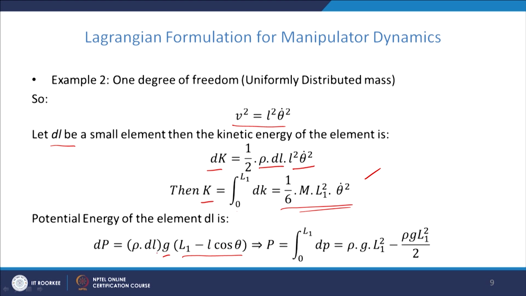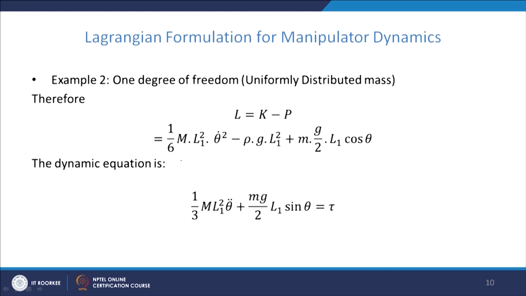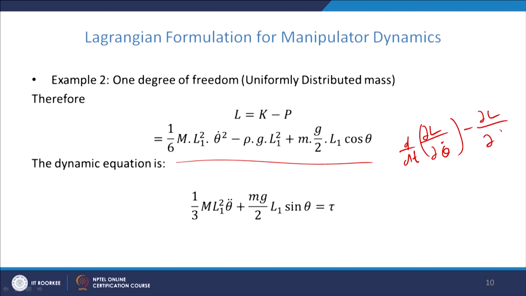Now, if you integrate from 0 to L1, we get the total potential energy, that is given by this expression. Now, we can construct the Lagrangian, which is K minus P, and we get this expression as the Lagrangian. By applying the formula d by dt of del L by del theta dot minus del L by del theta equal to the torque, we get the equation of motion of the pendulum with the uniform distribution of mass here.